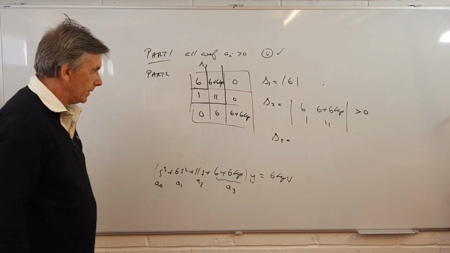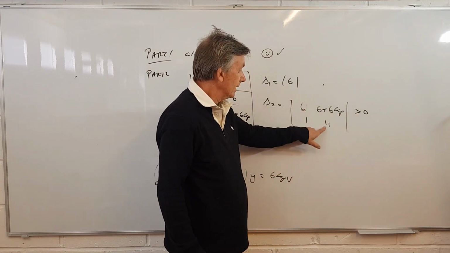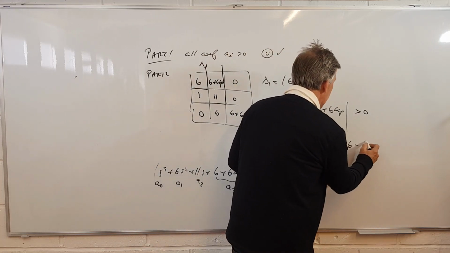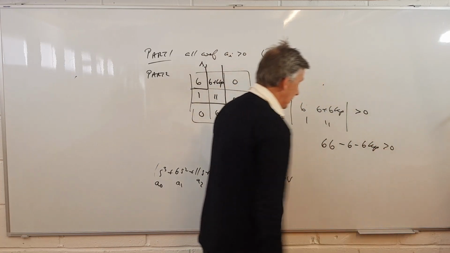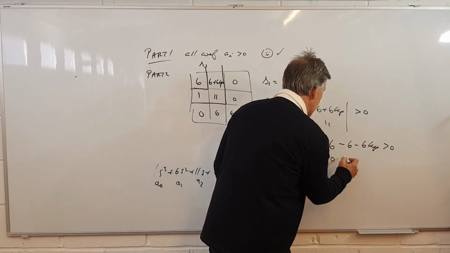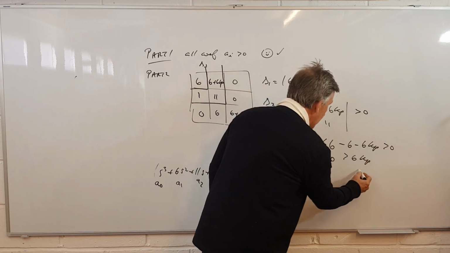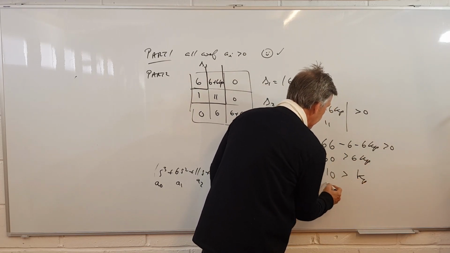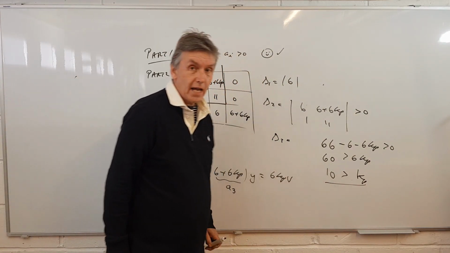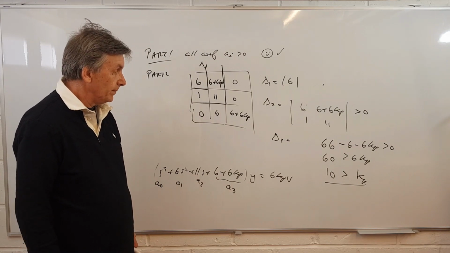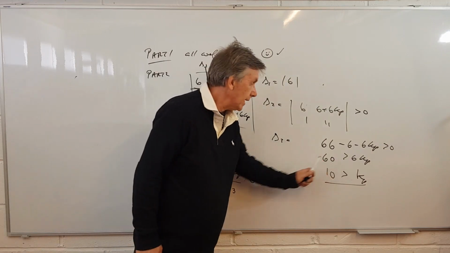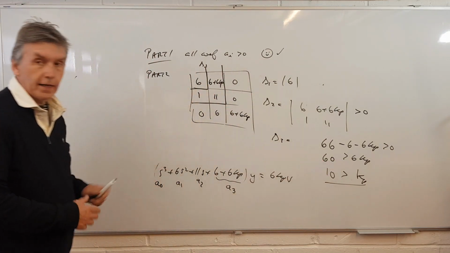So in order to do this one, it is a 2 by 2 determinant. So 6 times 11 is 66, minus (6 plus 6 Kp), greater than 0. So 66 minus 6 is 60. So 60 has to be greater than 6 Kp, or Kp has to be less than 10. So in our original system, if Kp was less than 10, the system would be stable. If Kp is equal to 10, marginally stable. Kp bigger than 10, unstable. That's our first little example.